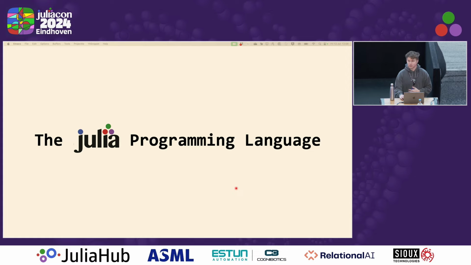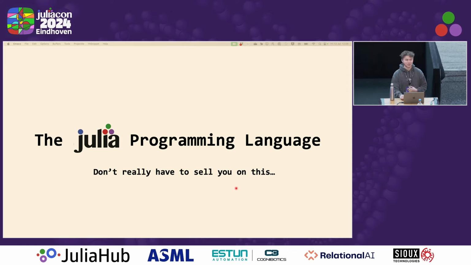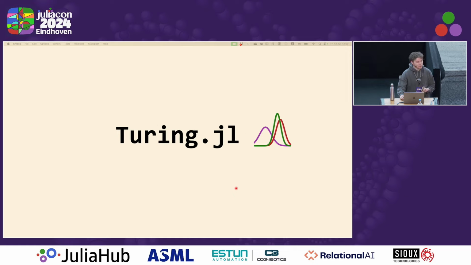Usually at this point, I talk about the Julia programming language, how quick it is, why it solves the two-language problem, and so on and so on. This is Friday, quite far into JuliaCon. I feel like you all know this at this point, so I'm not going to do this. But quickly, I'm going to give you a brief overview of Turing.jl.